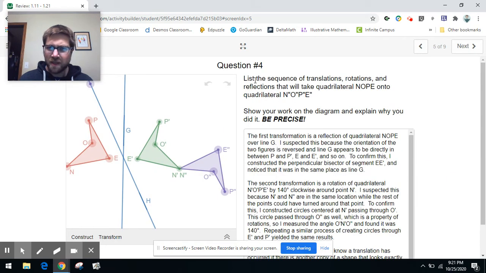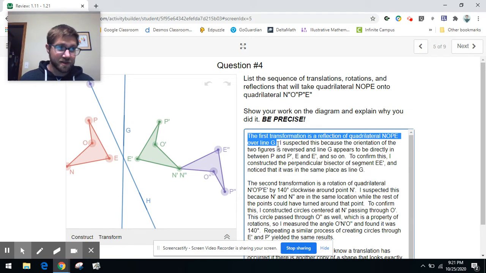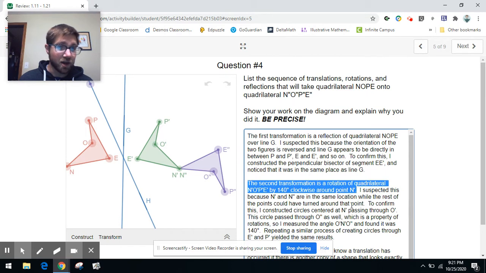Okay, question 4. List the sequence of translations, rotations, and reflections that will take quadrilateral NOPE onto quadrilateral N double prime, O double prime, P double prime, E double prime. Short version would be this sentence, okay? Bare minimum I'm looking for is the first transformation is a reflection over line G. The second transformation is a rotation around point N prime by 140 degrees clockwise.